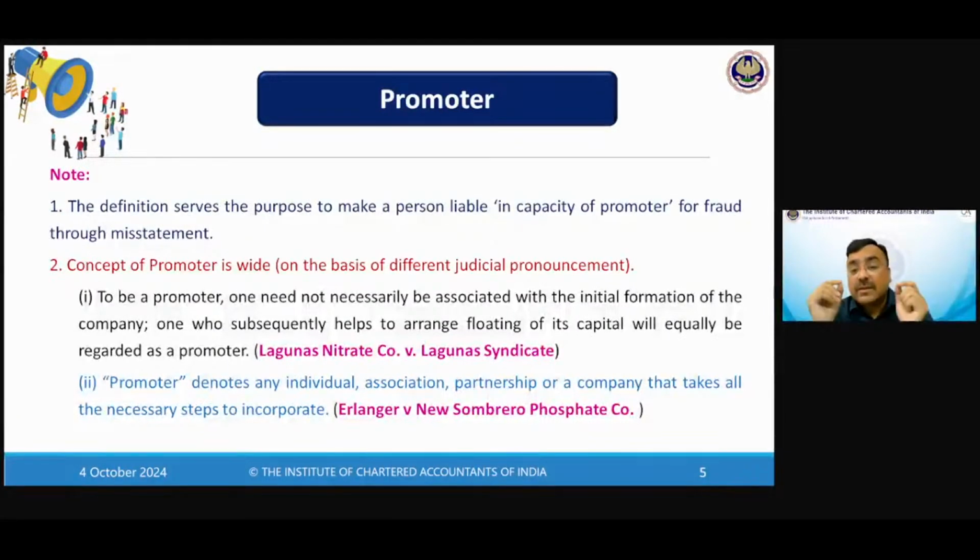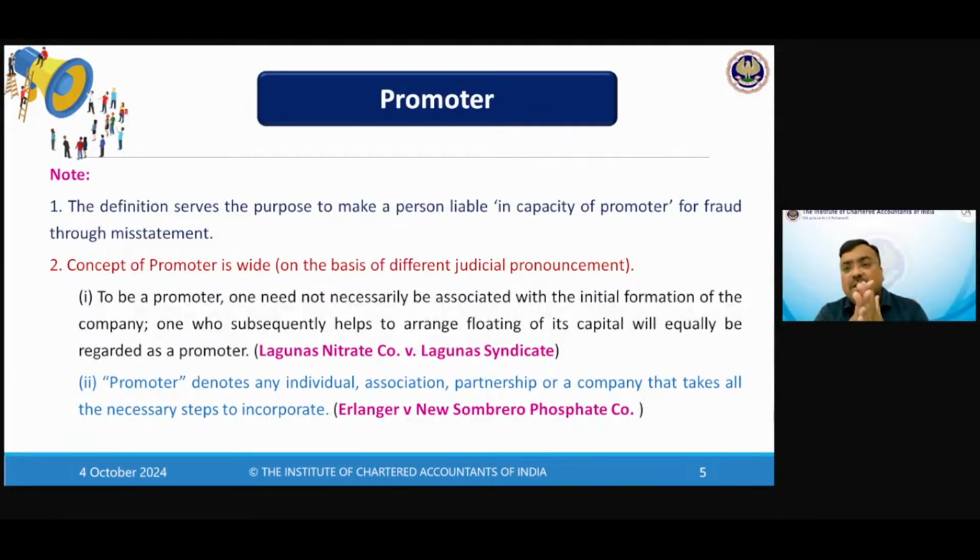The reason is the person who will be liable as promoter for fraud made through misstatement. पर्पस क्या था बच्चों कि भाई, प्रमोटर के लिए लाइबिलिटी फिक्स है, तो कौन लाइबल होगा भाई? Who will be liable for fraud through a misstatement? That is promoter. Now, who is the promoter? So, points A, B, C, D are promoter. They will be liable for fraud through misstatement. So, the definition serves the purpose to make a person liable in the capacity of promoter for fraud through misstatement.